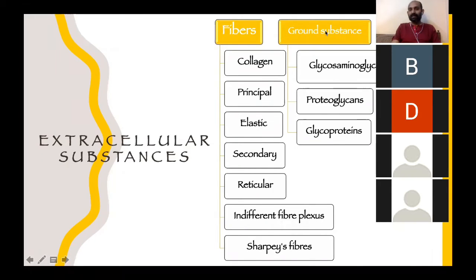Then coming on to the ground substance, the ground substance is basically made up of three different components. Like in any other tissue, even in bone, even in heart tissue, the ground substance is made up of glycosaminoglycans, proteoglycans, and glycoproteins, right? So now we will go into individual things, right?